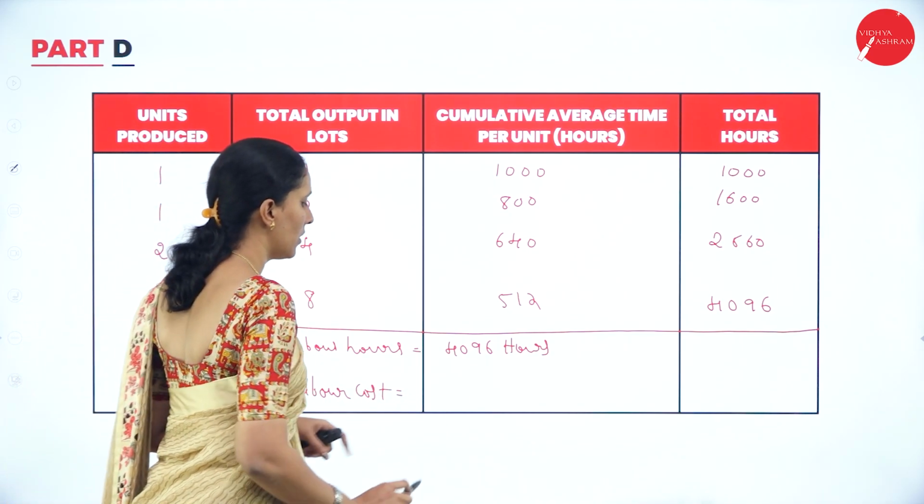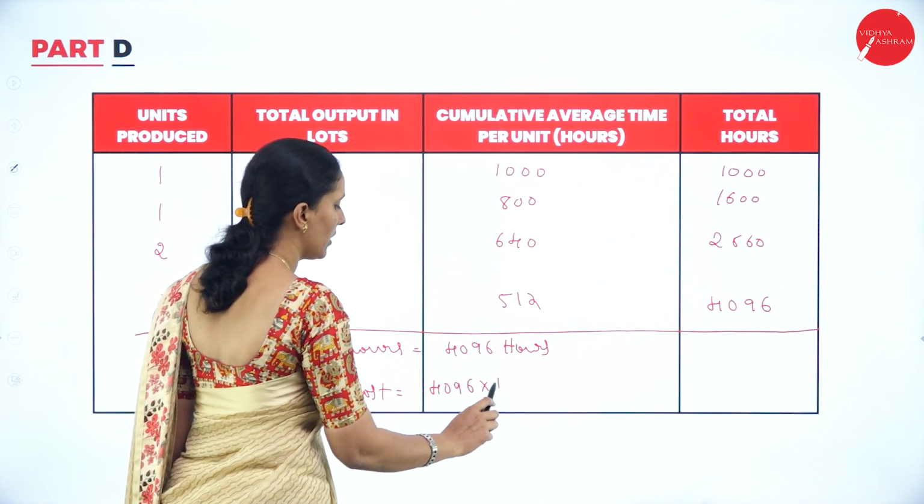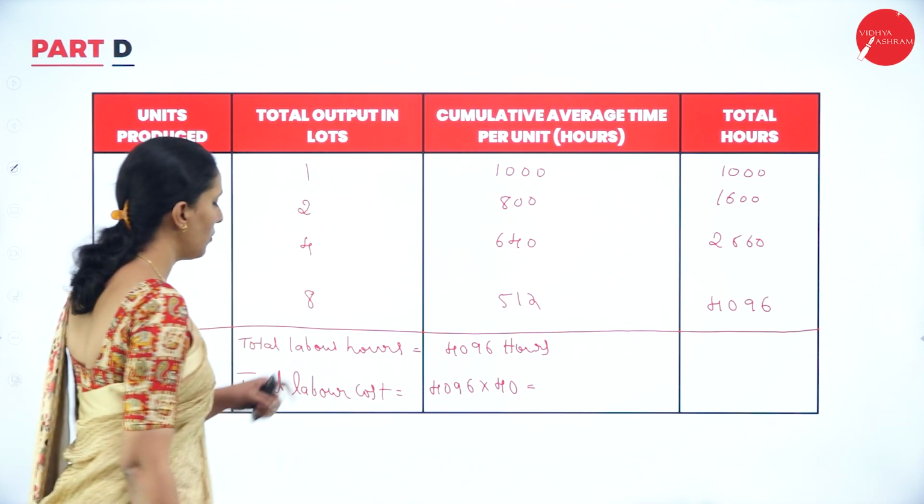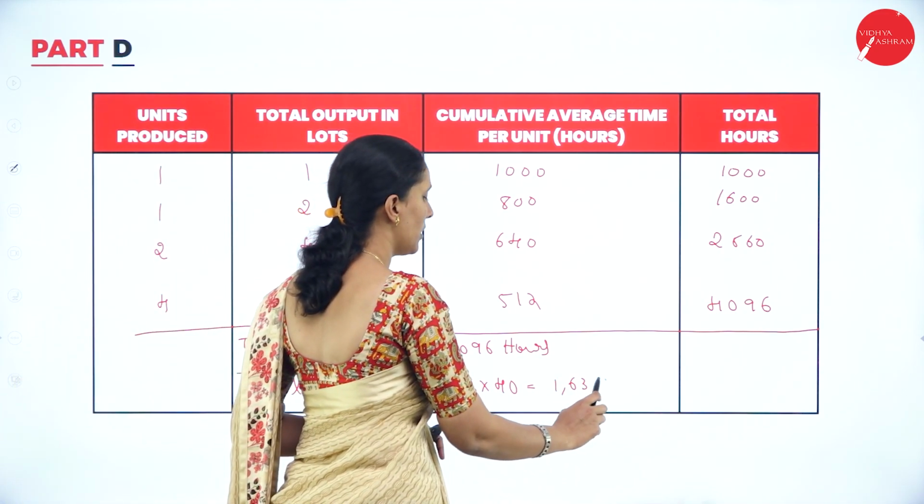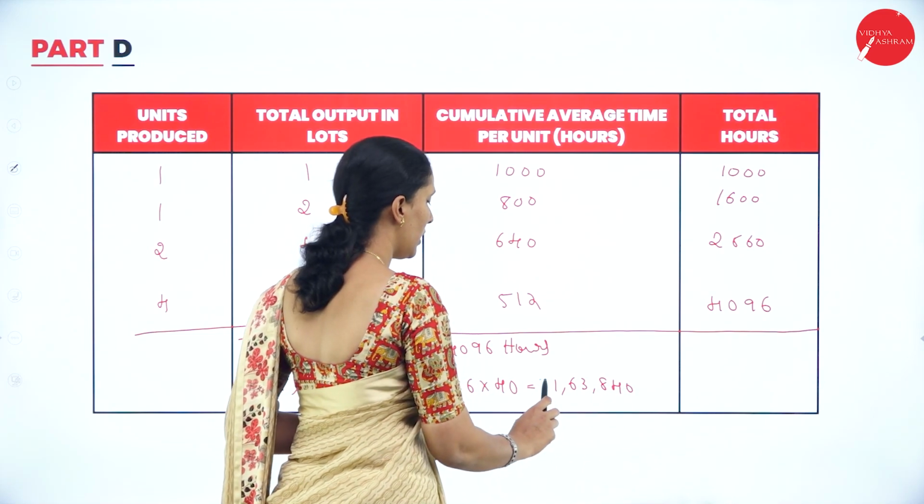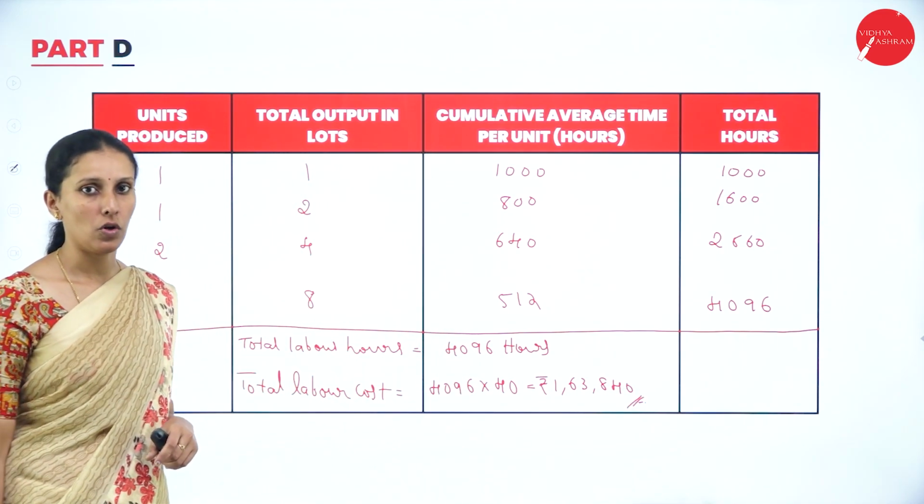So that means 4096 hours into 40, so the value will be equal to 1,63,840 in terms of rupees. So this is the total labor cost.